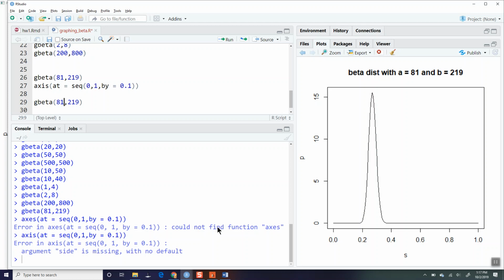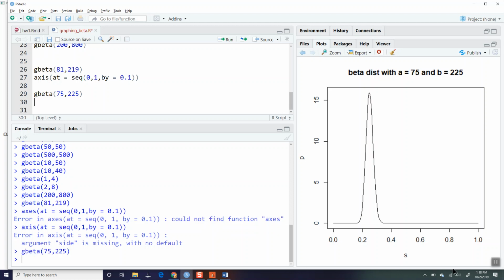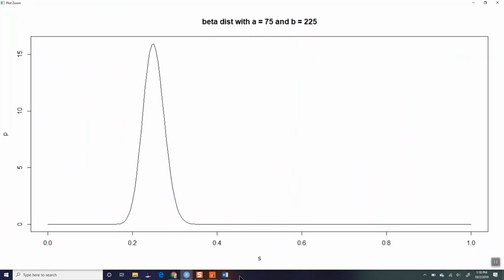I'd rather see something like 75 and 225, and that would just shift everything down a little bit. That would just be someone else's interpretation of this batting average distribution. But we'll go ahead and start with the beta distribution with shape parameters 81 and 219.